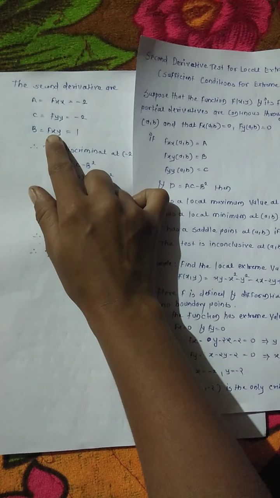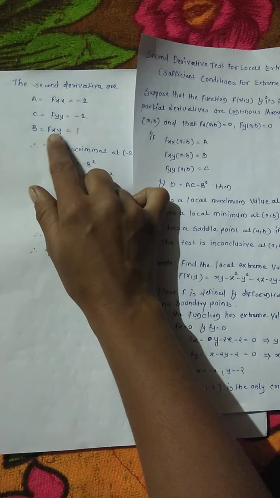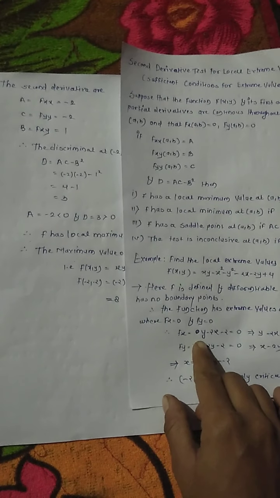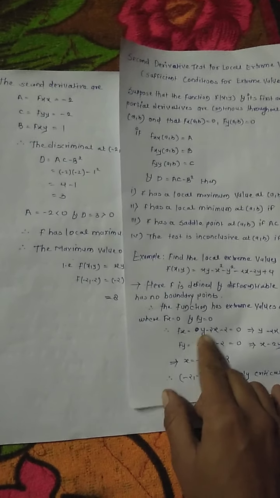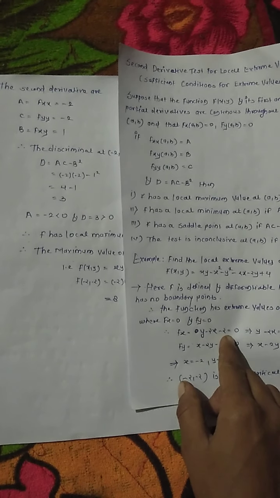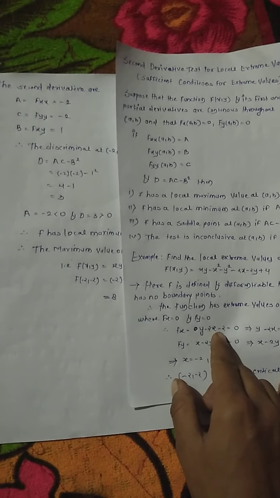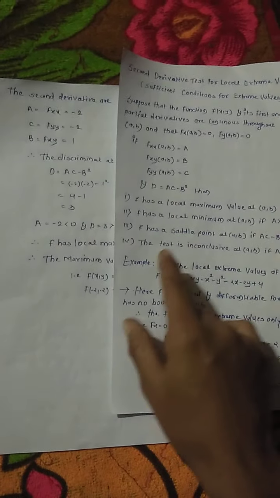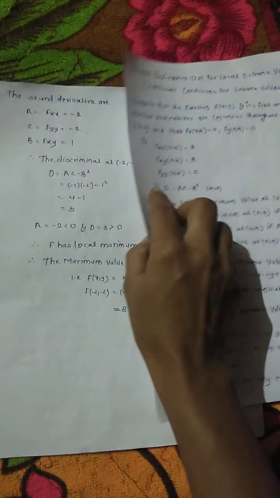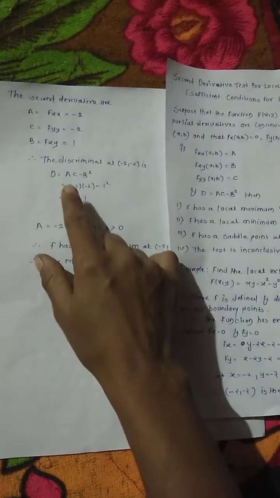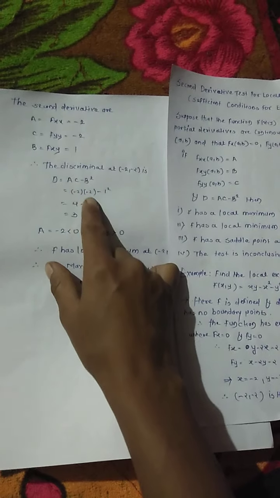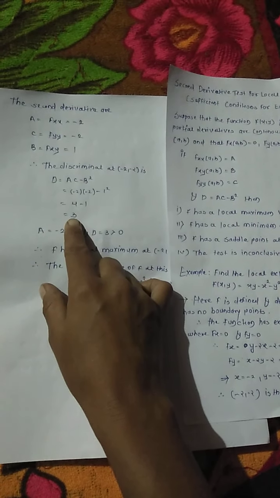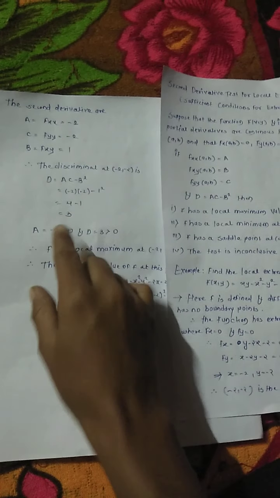Again, taking the derivative of fx with respect to y. The derivative of y is 1, and there is no y in the rest, so it is constant and the derivative of a constant function is 0. So B is equal to 1. Next, D is equal to AC minus B square. A is minus 2, C is minus 2, minus B square is 1. Evaluating, we get the value of D is equal to 3.